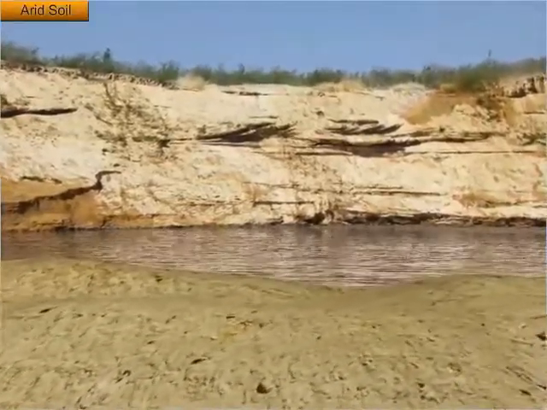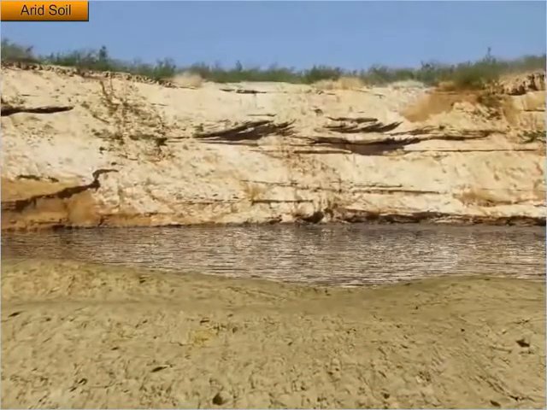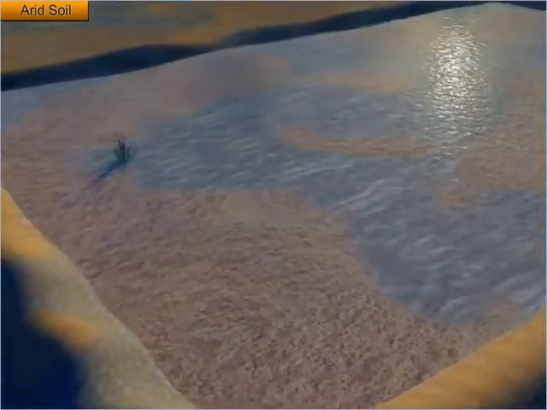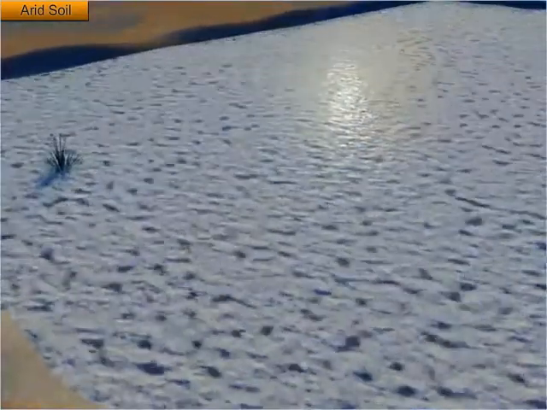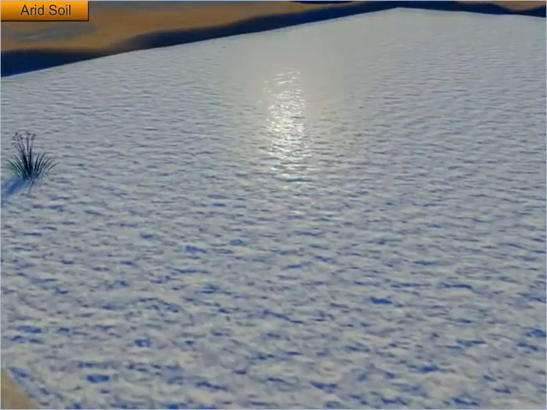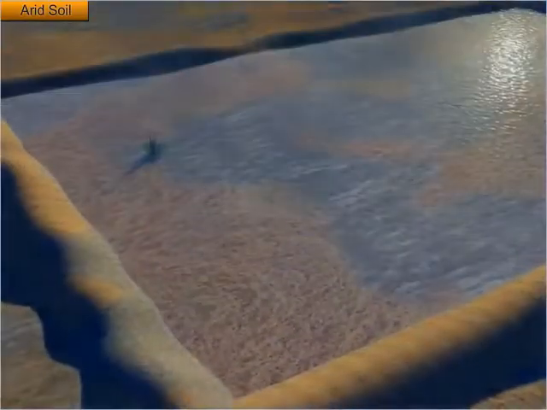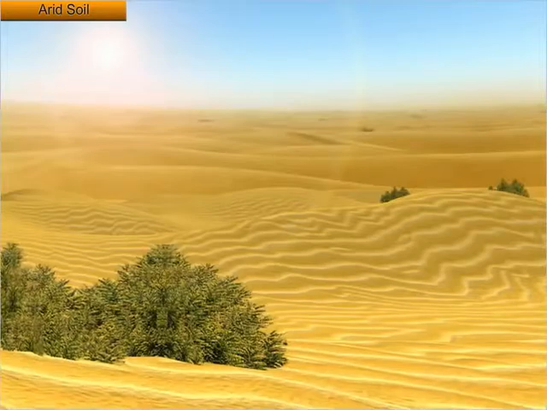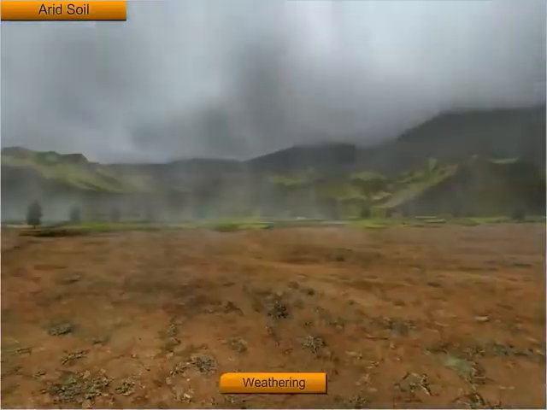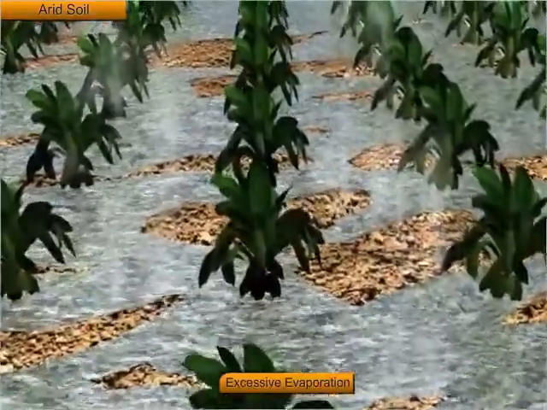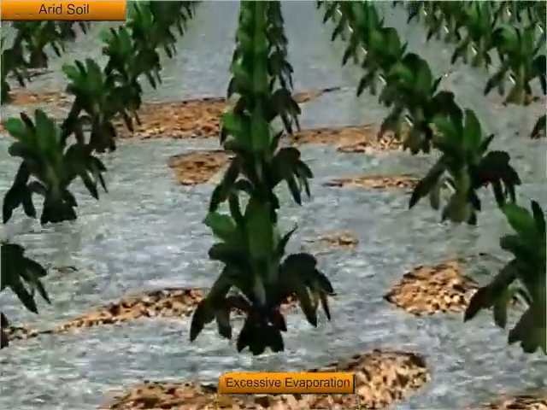The color of this soil type ranges from red to brown. These soils are sandy in texture and saline in nature. The salinity in some regions is so high that common salt is prepared by evaporating water. The soil is turned into sand due to high temperature, weathering, excessive evaporation and lack of moisture content.